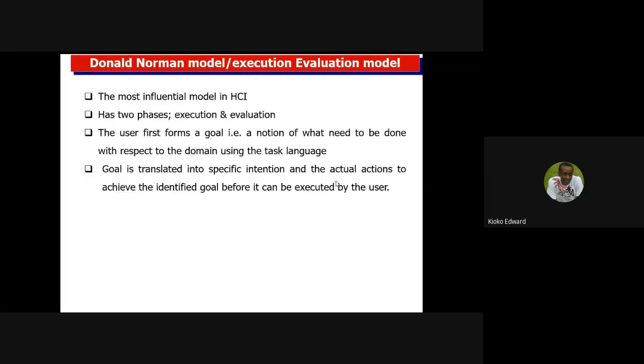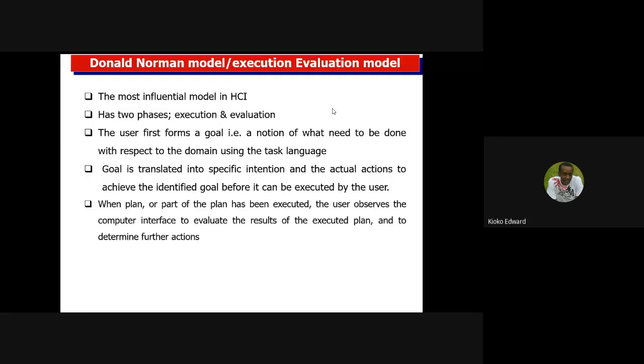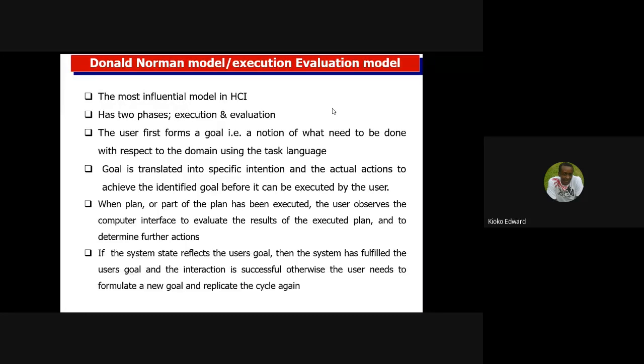So we have said once a plan or a part of the plan has been executed, then it's upon you to evaluate the system and make a decision. Do we need further actions, or are the current actions okay? If the system reflects the goal you are looking for, then at this point we can say that interaction was successful.